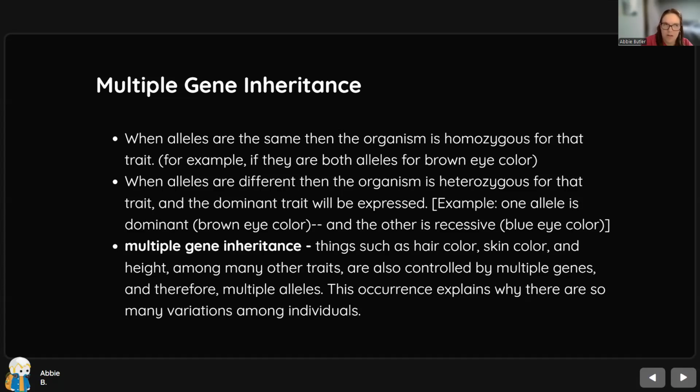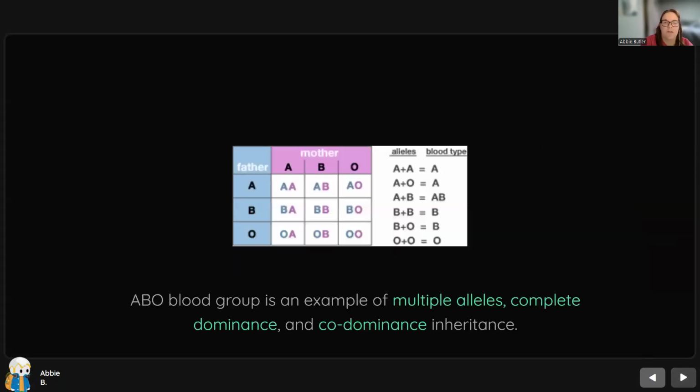With multiple gene inheritance, this is like hair color, skin color, height, among many other traits. They're controlled by multiple genes. Therefore, multiple alleles control them, and they work in combination. So this explains why there are many variations among the individuals.